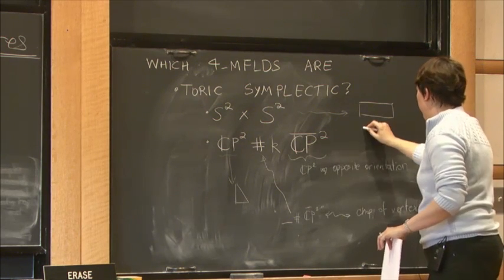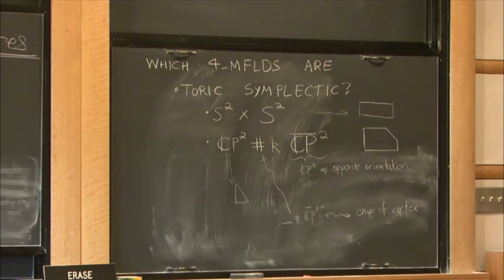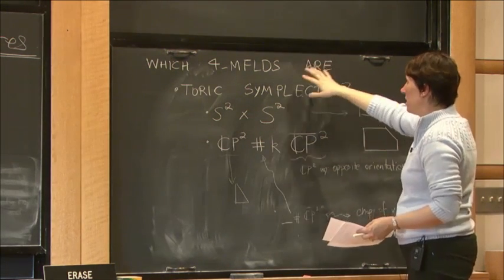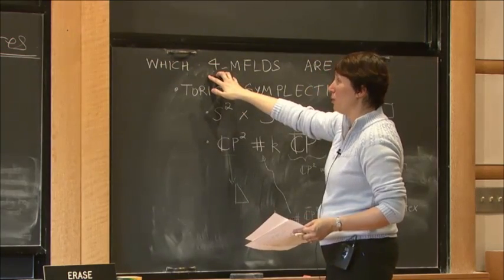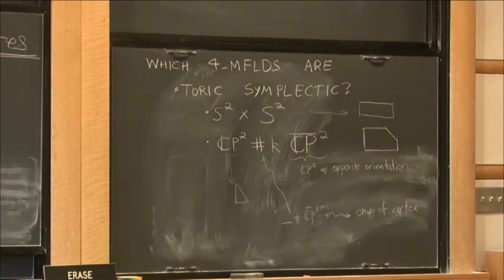I'll get polytopes that look like that. One should be careful, because when I say which 4 manifolds are toric symplectic, this is maybe up to diffeomorphism, whereas the Delzant theorem was up to equivariant symplectomorphism. I don't really want to get too mired in those details. In any case, those are the simply connected 4 manifolds that happen to have effective 2 torus actions and compatible symplectic forms.